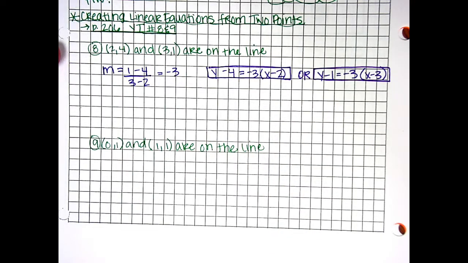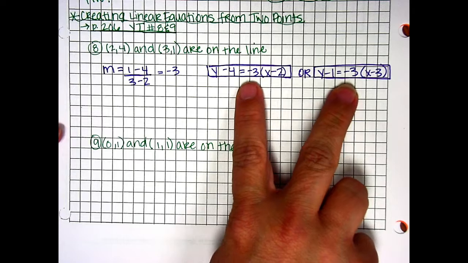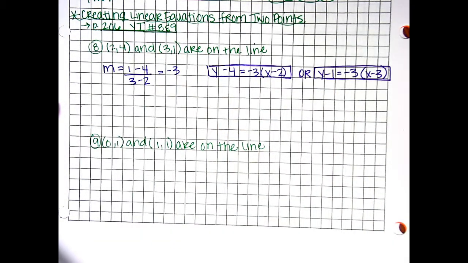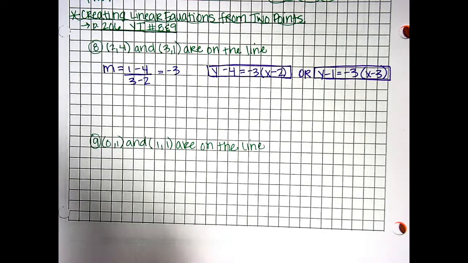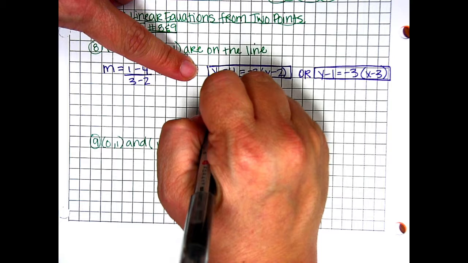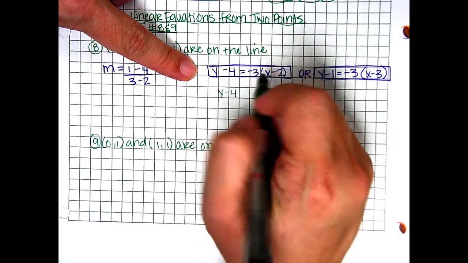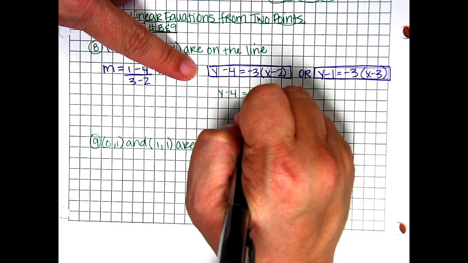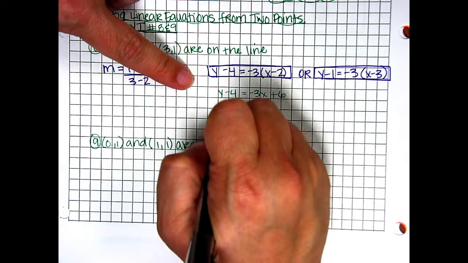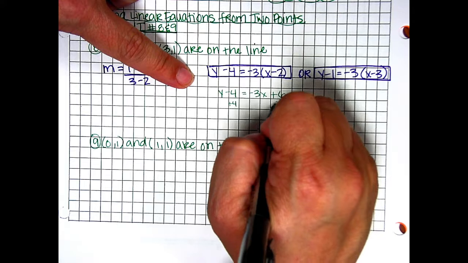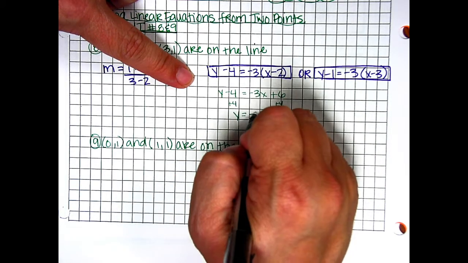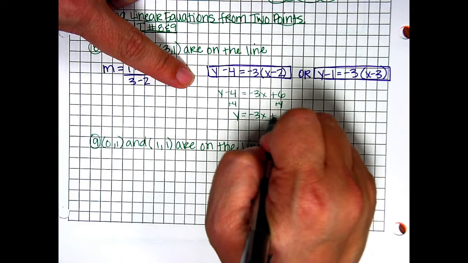And again, I'm going to show you, even though these are different, there is only one slope-intercept form equation. So if I solve this one, I would have y minus 4 equals negative 3x plus 6. And then I would add 4 to both sides. So y equals negative 3x plus 10.